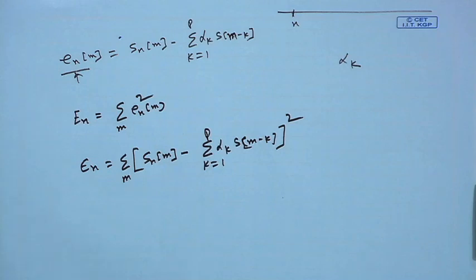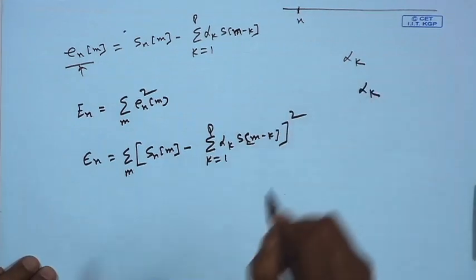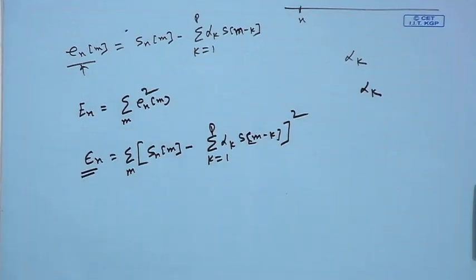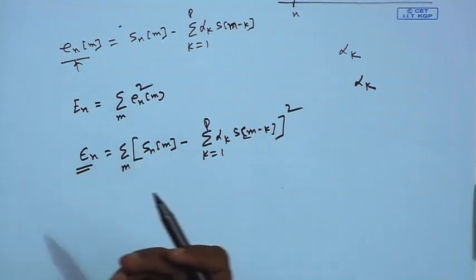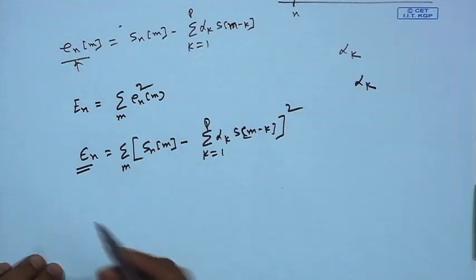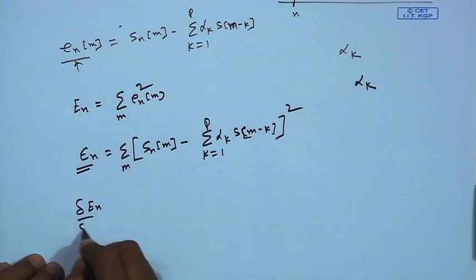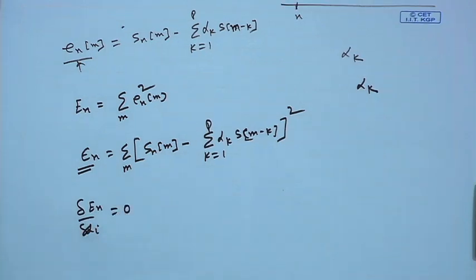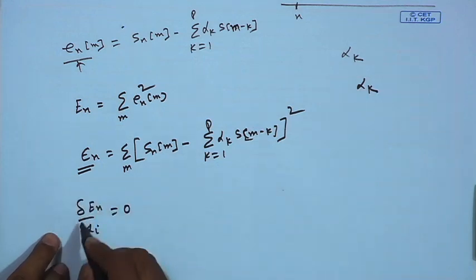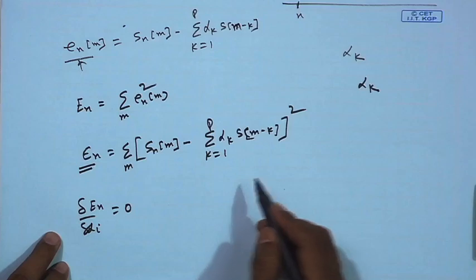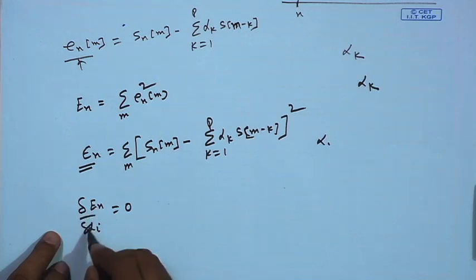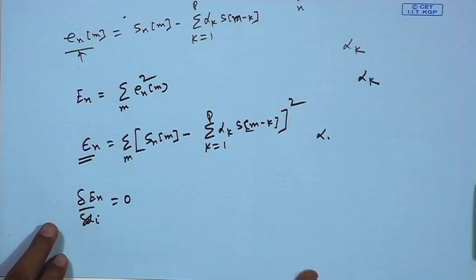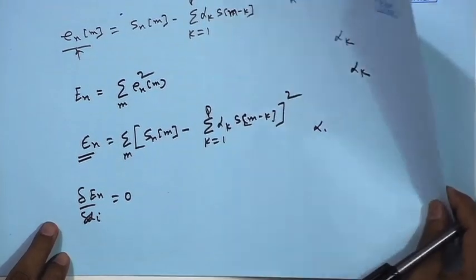Now, what do I have to find? I have to find the set of values of alpha k for which this error is minimum. How to minimize the error? Let us take the function minimization problem. I minimize by setting the first order derivative with respect to alpha I equal to 0, that is, del E n by del alpha I equal to 0. Then I get the set of values of alpha k for which the function is minimum.